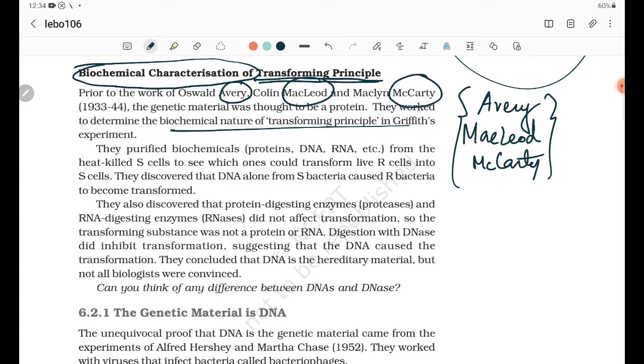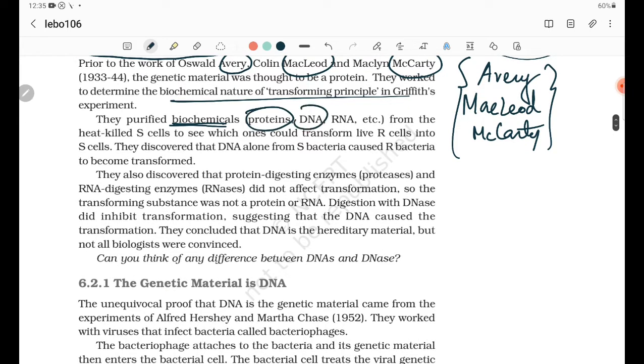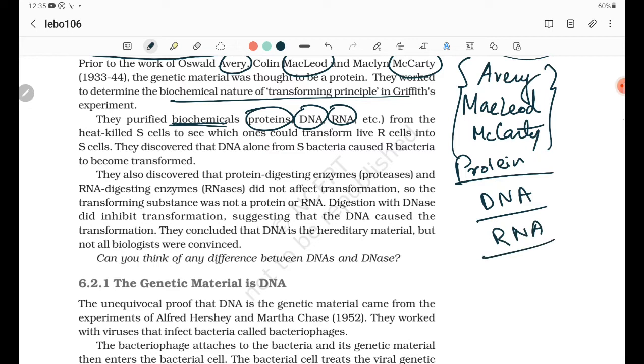Okay, so they purified the biochemicals. What? Protein, DNA, RNA. So protein was there, DNA was there, they separated and isolated this, RNA was there, from heat-killed S cells, and they were checking which will transform R cells into S cells. I told you that R cells were transformed to S cells and then they were becoming virulent and killing. I told you this.